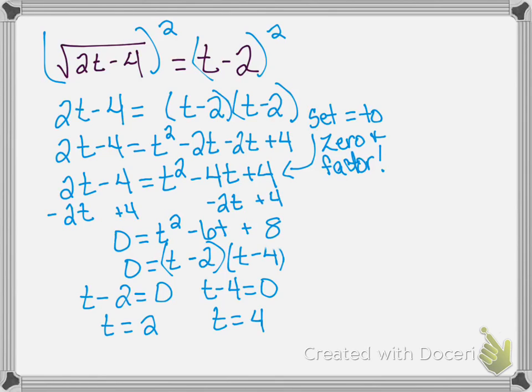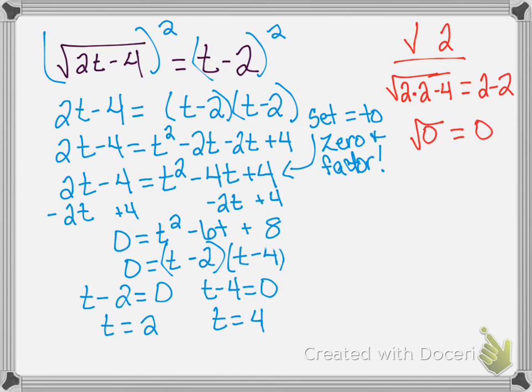Okay? So I am going to check the number 2 first. I have 2t, or 2 times 2, minus 4 equals 2 minus 2. 2 times 2 is 4, minus 4 is 0. So I have the square root of 0. Am I allowed to take the square root of 0?